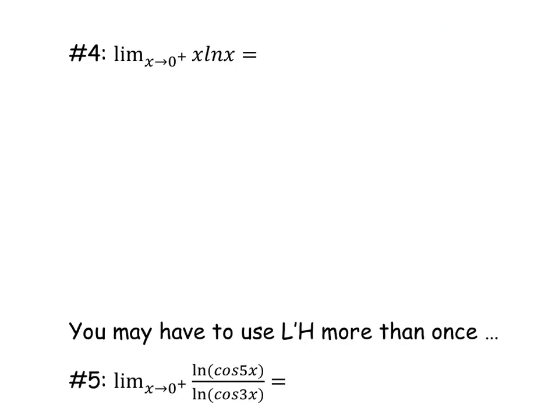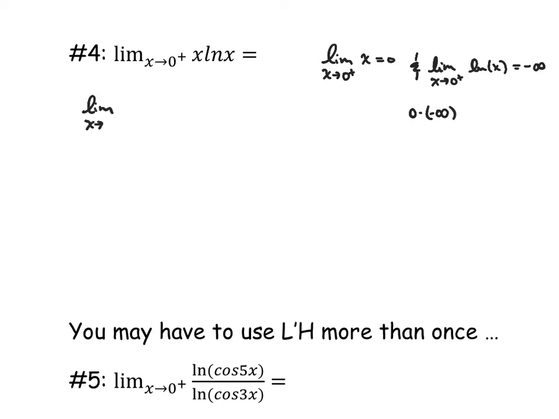Okay, so number 4, this is a weird example. If I were to plug in 0 from the right, I would get a 0. The limit as x approaches 0 from the right of x will equal 0. And the limit as x approaches 0 from the right of ln of x would equal negative infinity. So really my indeterminate form here is 0 times negative infinity. All right, so I can't use L'Hopital's rule yet. What I have to do is get this into a form where it is equivalent to either 0 over 0 or negative infinity over infinity. And here's how I can do that.